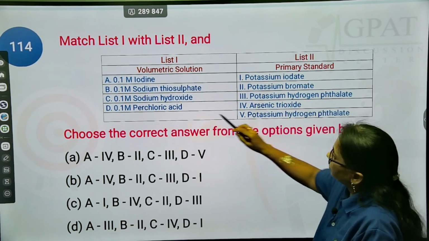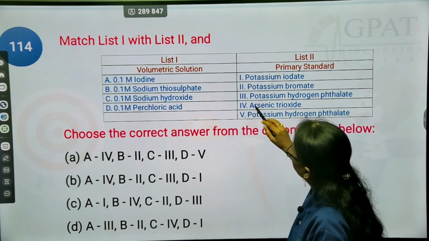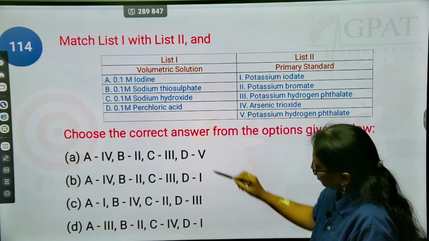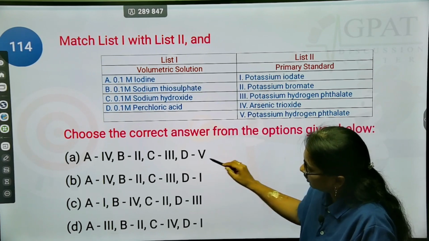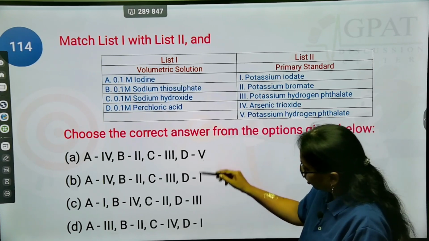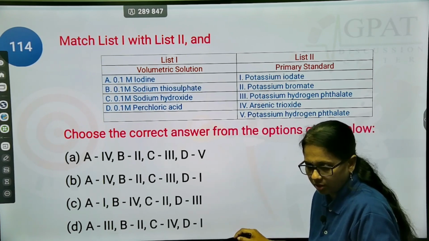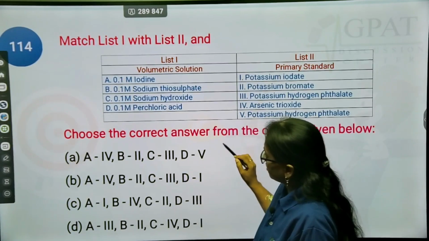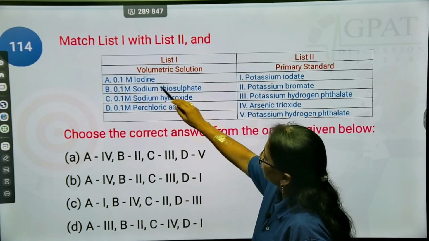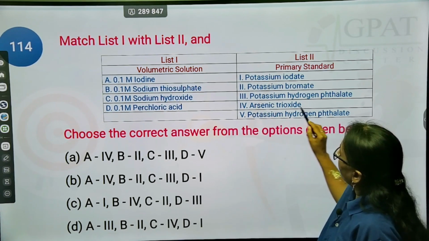Okay, so if you see the C and D, that means 3 and 5. So you can find C3 D5, that is the option you can find in option A. So nowhere are you going to see the same matchings in the other 3 options. So automatically if you match these, let us see A4, that means 0.1 molar iodine, the arsenic trioxide.